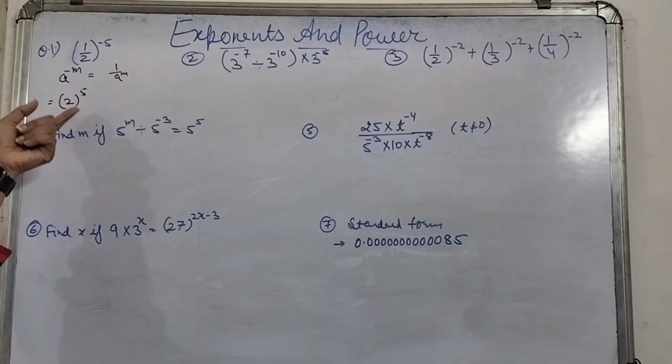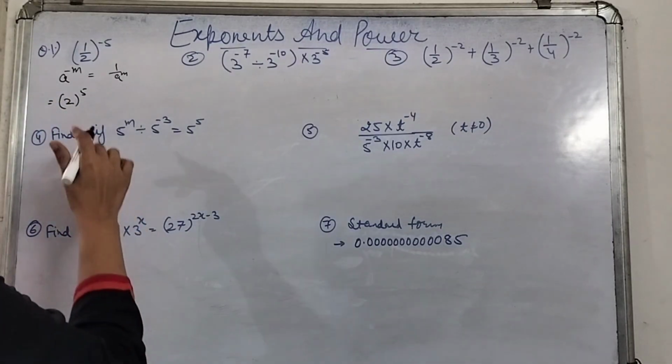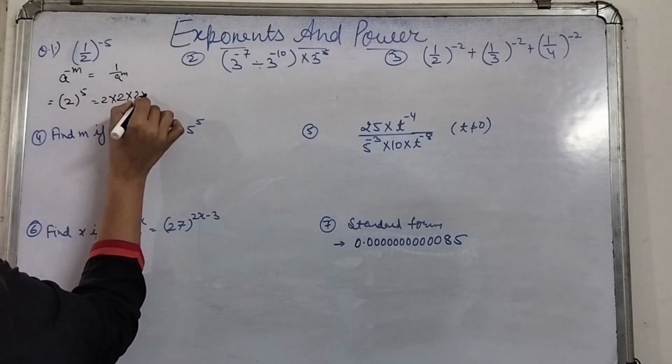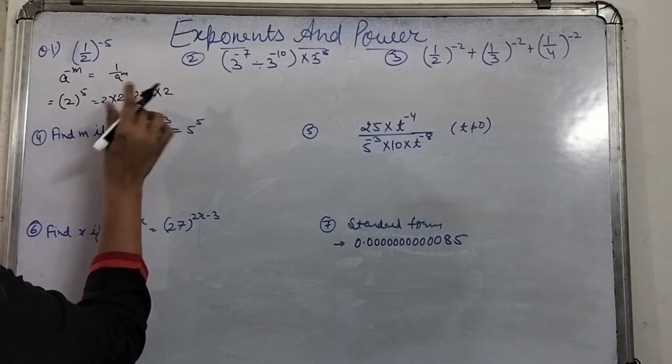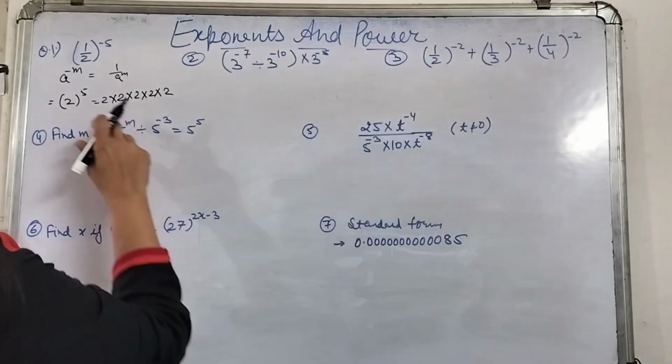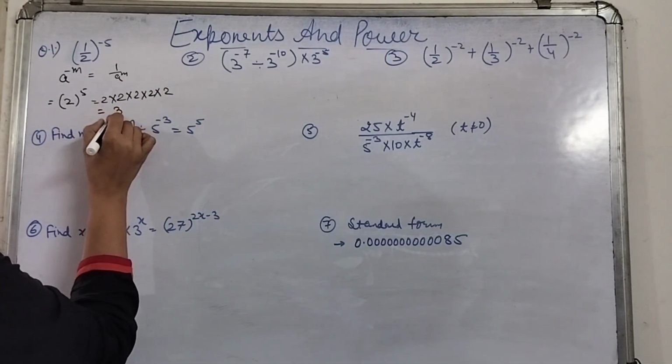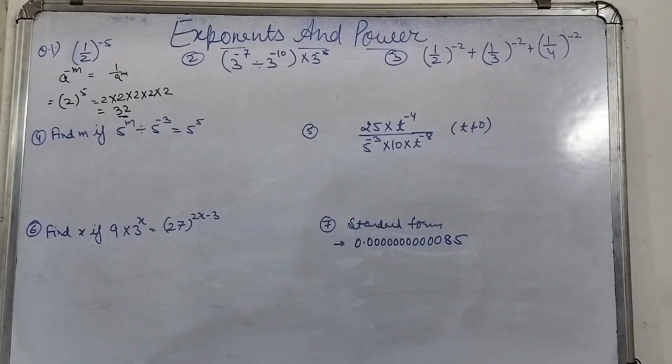If we want to solve it further, we can solve it even. The value of 2 raised to the power 5 means 2 multiplied by 2 multiplied by 2 multiplied by 2 multiplied by 2. 5 times we are going to multiply 2. So 2 2s are 4, 2 4s are 8, 2 8s are 16 and 2 16s are 32 will be the answer.